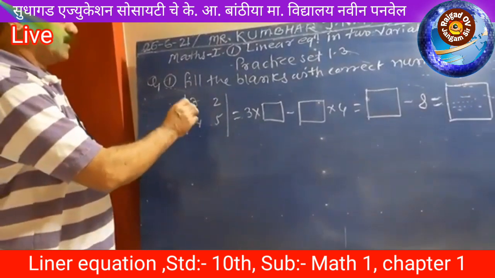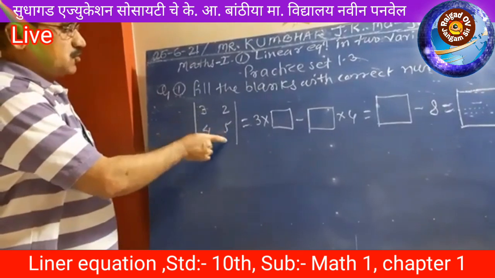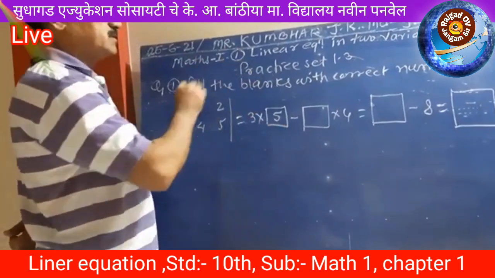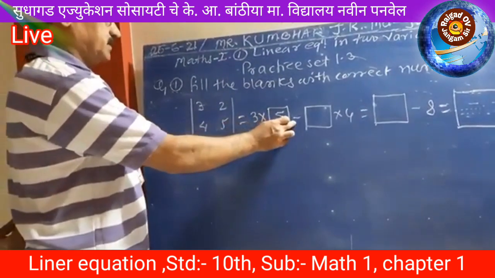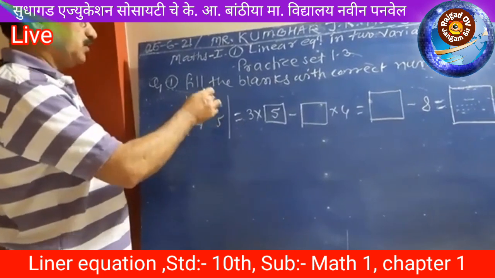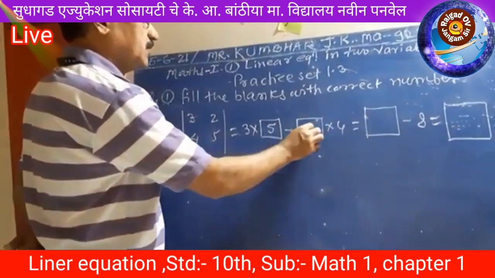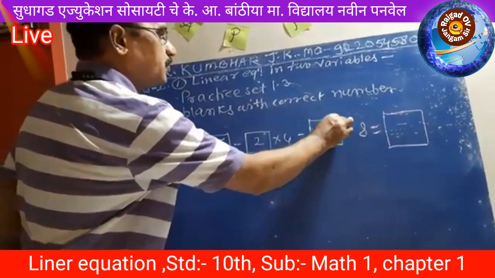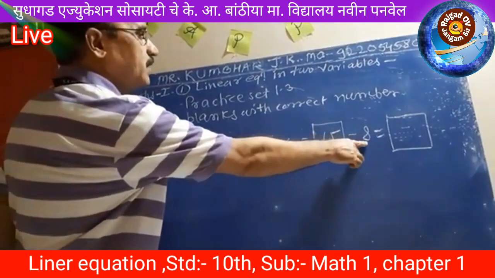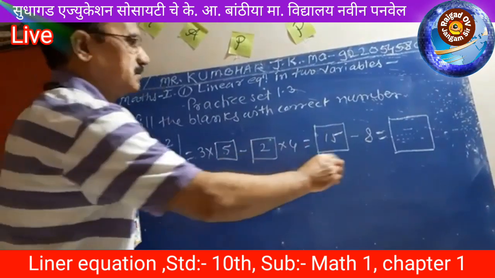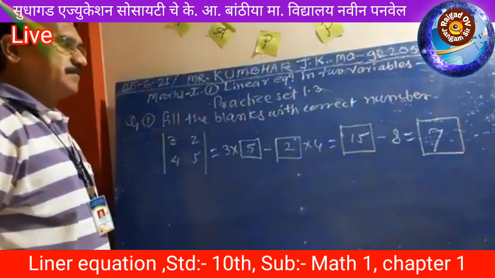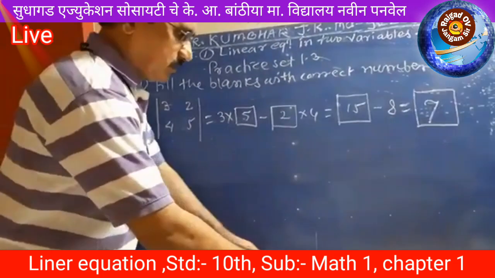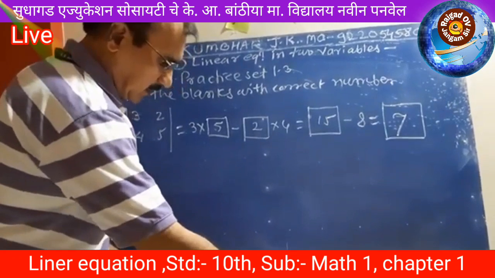We know the formula for finding the value of a determinant. Multiplication of these two numbers means 3 into 5, so in the first box we write 5. Minus 4 into 2 or 2 into 4, that means 4 is here, so here 2 into 4. Now 3 fives are 15, and 2 fours are 8, which is already given. 15 minus 8, the subtraction is 7. That is the answer of filling the boxes, and then we can write the second example.